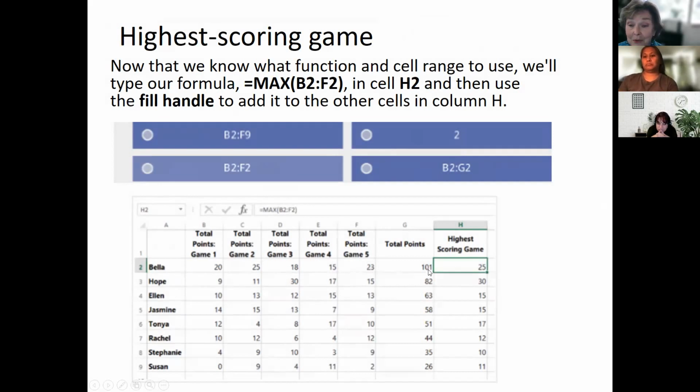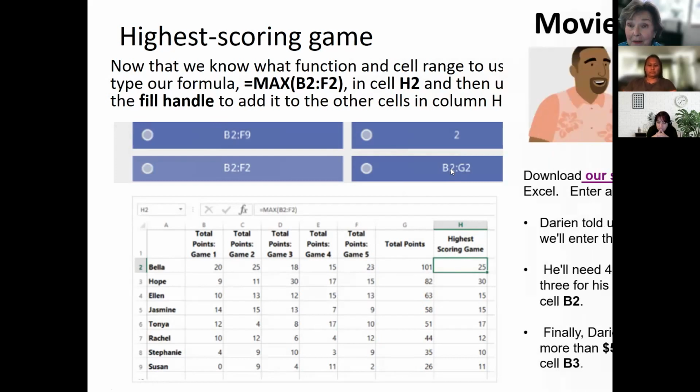You go across row 2 and include columns B through G, so B2 through G2. Yeah, we're going to stop here. So this is the formula that we're going to use to get our highest scoring game.